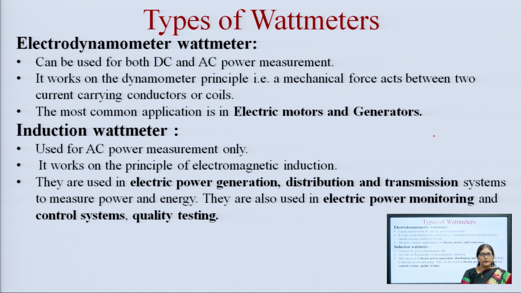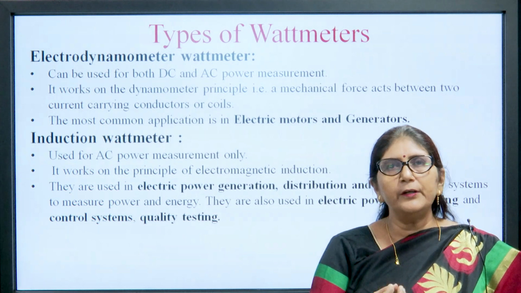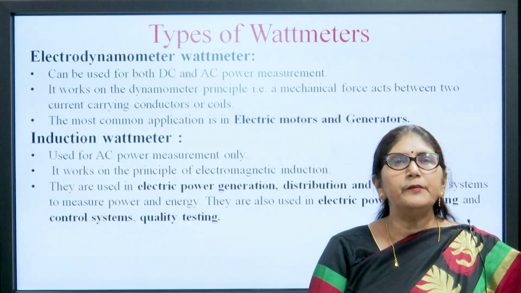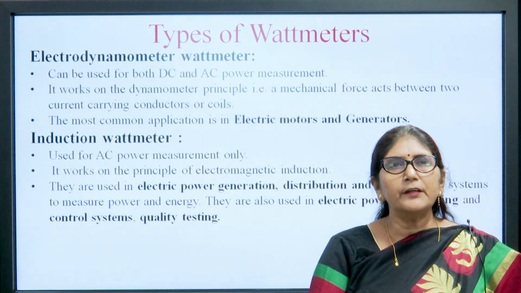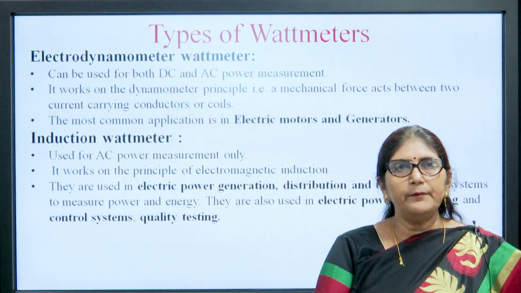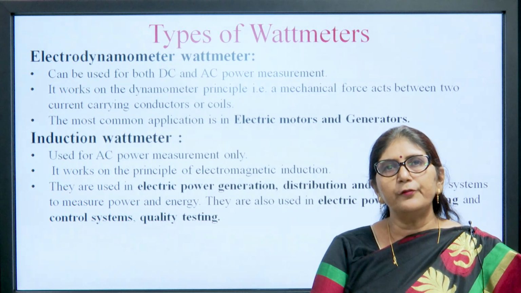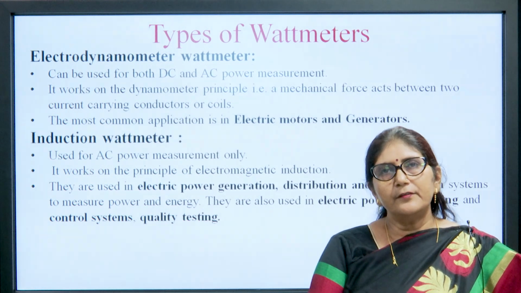The induction type wattmeter is used for AC applications only, and it is based on the electromagnetic induction principle. In this wattmeter, two magnets are placed. In between the two magnets a very light aluminum disc is placed, and because of the eddy current flowing in the aluminum disc, the disc moves, and if an indicator is connected with the disc, it will show the power. So, this induction type wattmeter is used for electric power measurement, control systems, quality testing, etc.